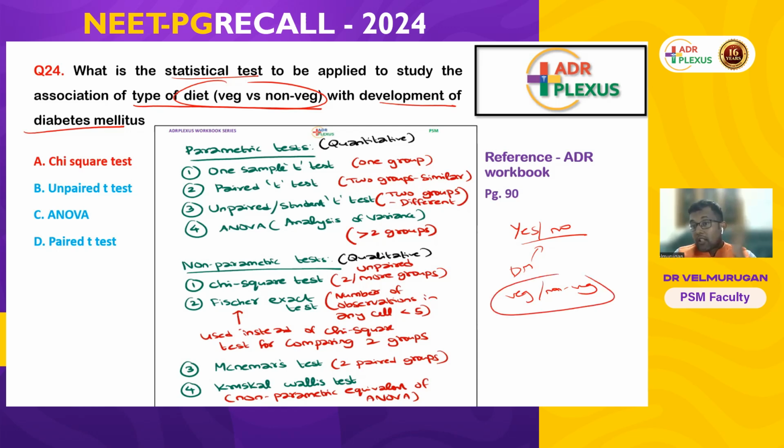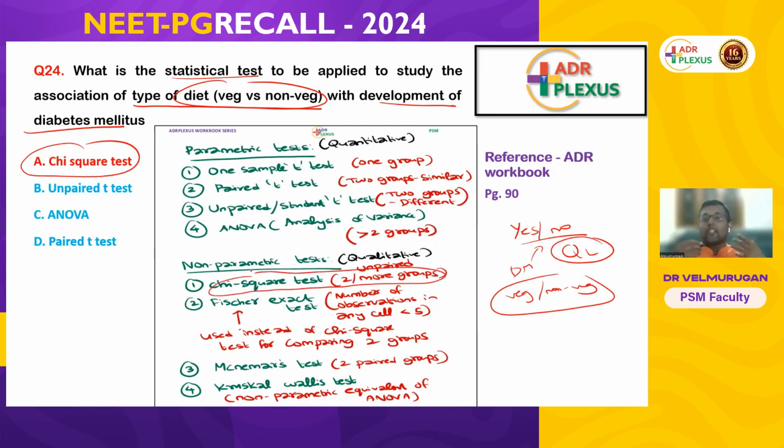So the blood sugar, there it was what? Blood sugar was the outcome. It was quantitative, but here it is qualitative, diabetes mellitus. So for qualitative, without anything you can tell chi-square test. So qualitative, mainly chi-square test.